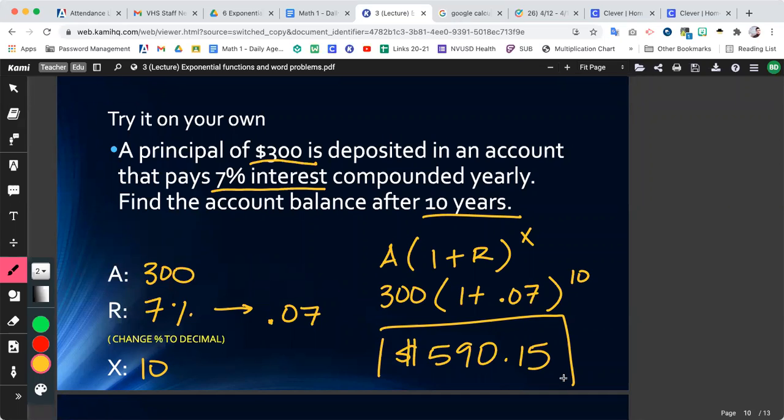Okay, we've done 2 examples of growth. Let's look at an example of decay. Okay, so remember, what's the difference between growth and decay? Growth is where you add, decay is where you take away. There you go. Growth is where you add, decay is where you take things away.